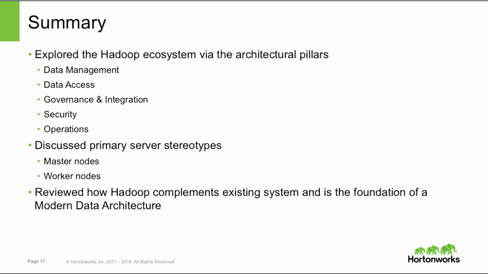So a quick summary. Again, those five pillars that I mentioned and we just discussed through some questions. And the stereotypes as we deploy Hadoop, the most prevalent ones, the things you'll be thinking a lot about, are those masters and workers: the static list of masters and the ever-growing list of workers. And we reviewed how Hadoop is going to fit in with everything else you have and how we're going to build out this modern data architecture.